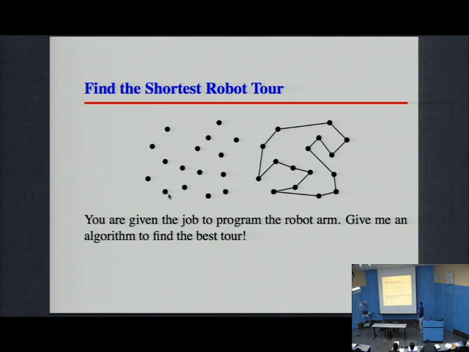Would it be a good thing for me to program the robot to go, bzzzt, bzzzt, bzzzt, bzzzt, in any order? Or might there be a faster way? What is the problem with the order that I was jumping through?